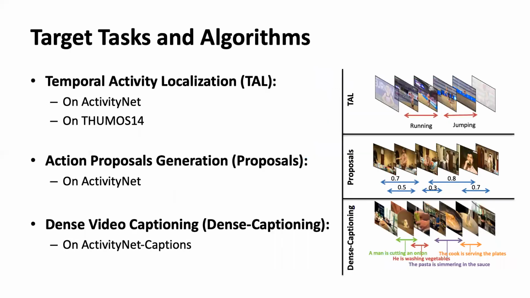We study the effects of our TSP pre-training on three major localization tasks: TAL, proposals, and dense captioning. We evaluate our approach by training state-of-the-art localization algorithms on top of our TSP features. Note that we do not innovate in any of these algorithms or change any of their hyperparameters. We simply swap the features they use with TSP features.